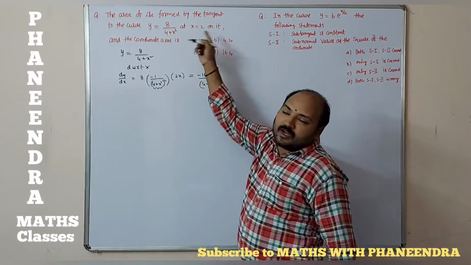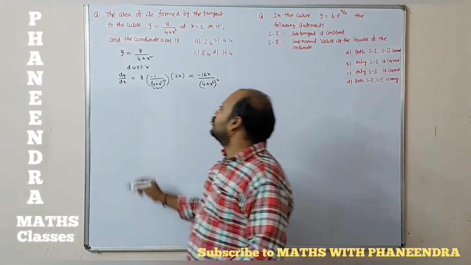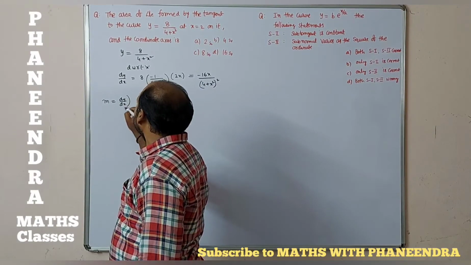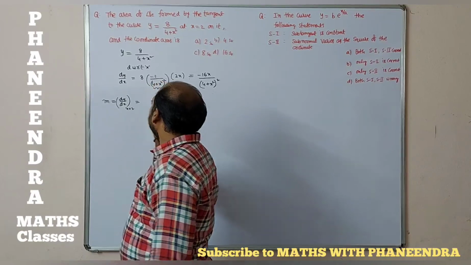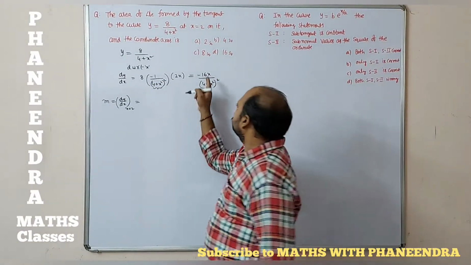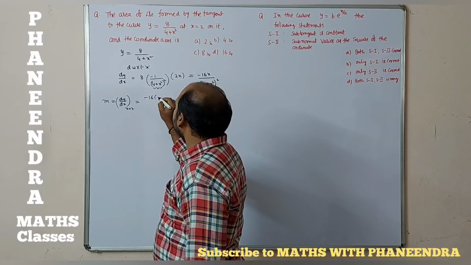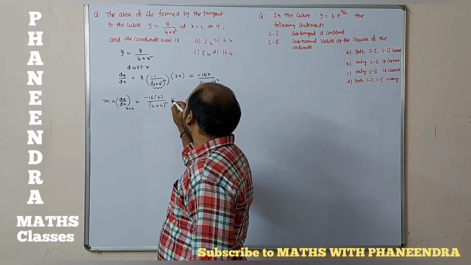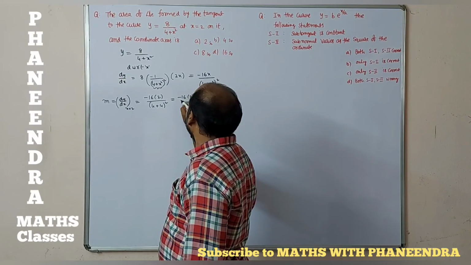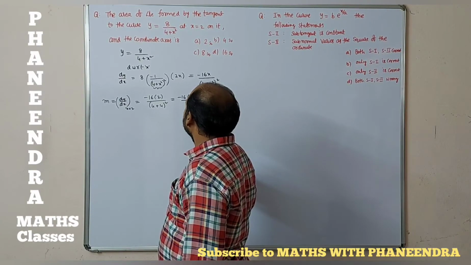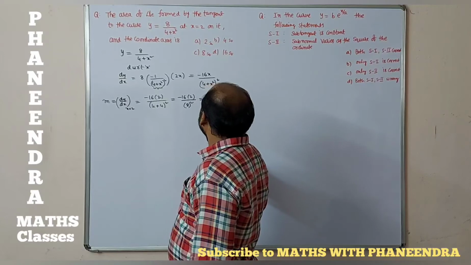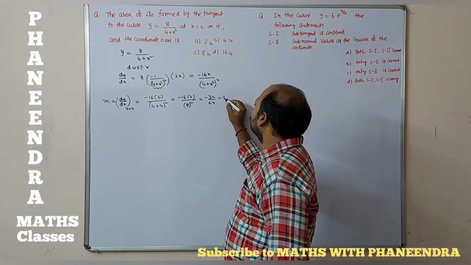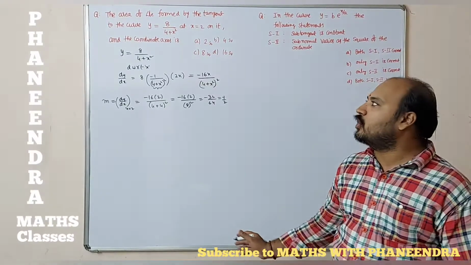At what point are they asking us to calculate the slope? x is equal to 2. So m is equal to dy by dx at x equal to 2. In place of x, substitute 2. So minus 16 into 2 by (4 plus 2 square, that is 4) whole square, minus 16 into 2 divided by 8 square. So minus 32 divided by 8 square, which is 64. 32 ones are 32, 32 twos are 64. So minus 1 by 2. The m value we got.